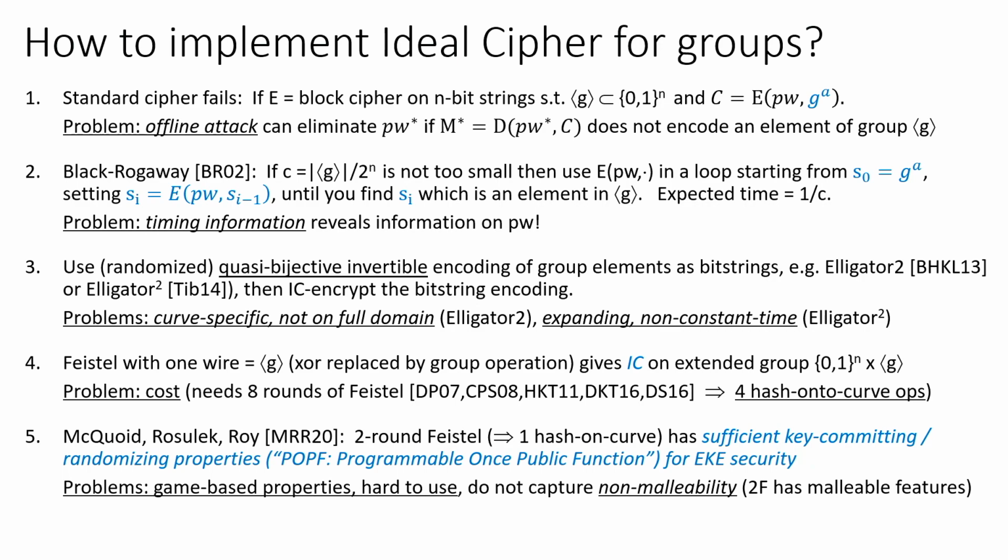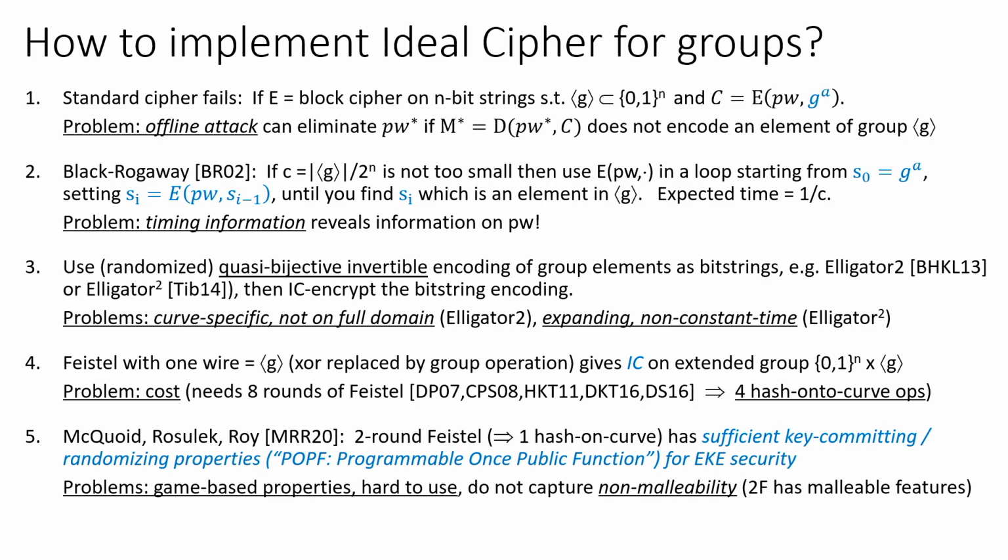Tibushi gave another encoding which is expanding and in constant time. It's a little more expensive, but I think there is less implementation, so maybe this can be improved also. Also, you can do Feistel. So 8 rounds of Feistel gives you an ideal cipher. And if one of the wires holds group elements and you replace XORs with group operations, then this is an ideal cipher too. But because 8 rounds is minimal, then you need 4 rounds of hashing onto a curve.